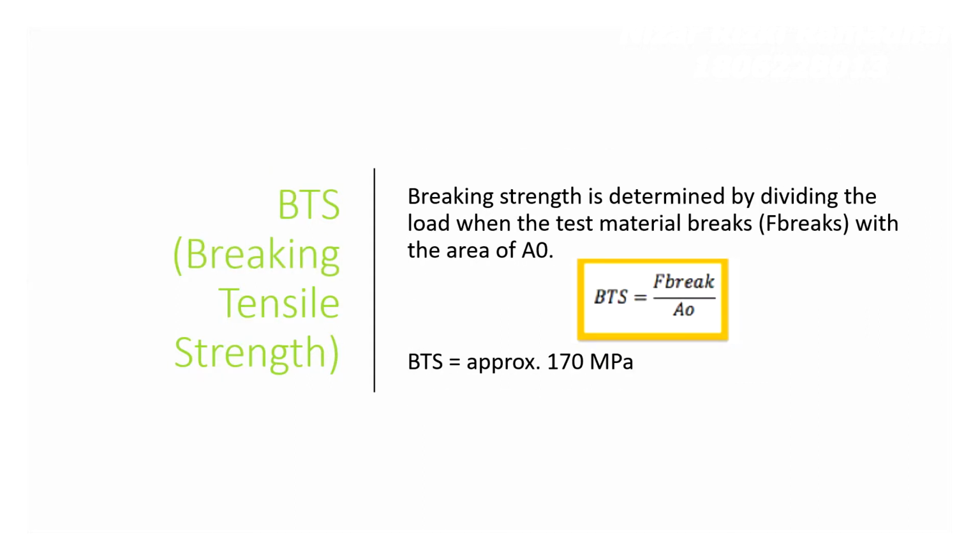The next one is BTS, or breaking tensile strength. Breaking strength is determined by dividing the load when the test material breaks, F break, by the initial cross-sectional area A0. So the equation is F break, the force when the material breaks, divided by A0. The BTS value that we got is approximately 170 megapascal.